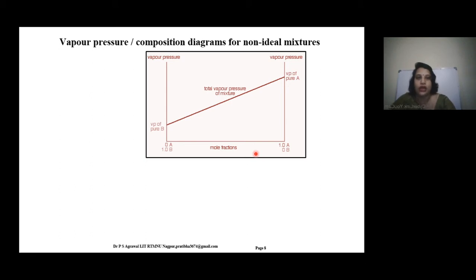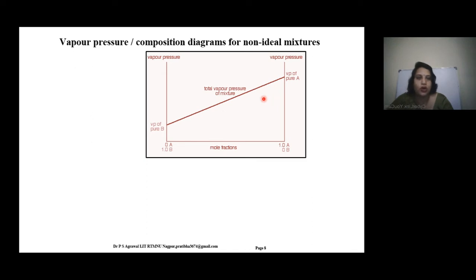Now, we are going to study the non-ideal mixture of liquids. This is the vapor pressure composition curve. Because of Raoult's law, if we plot the vapor pressure of an ideal mixture against composition, we will get a straight line. In this case, pure A has higher vapor pressure, so it is the more volatile.